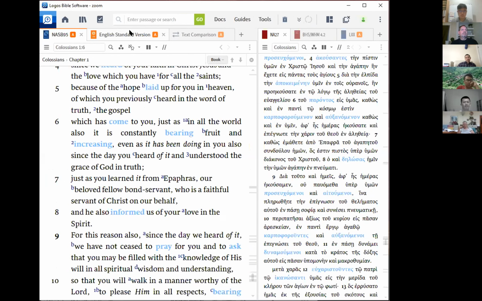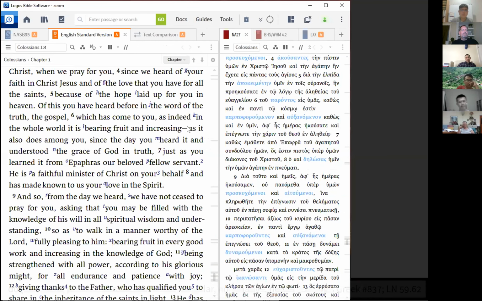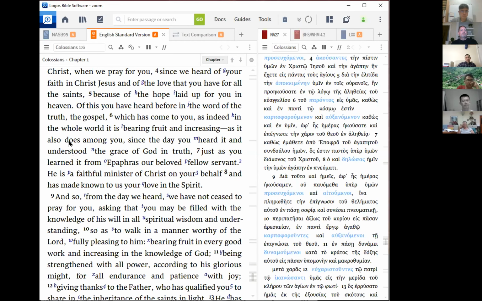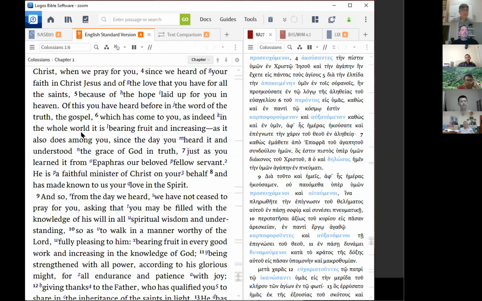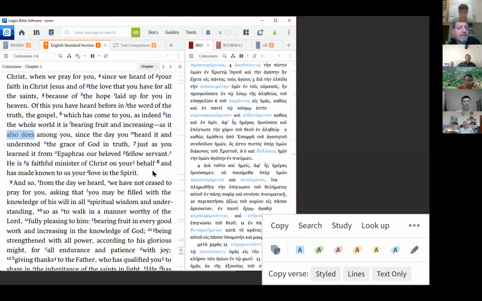Let's see what the English Standard Version did with verse 6. "Which has come to you, as indeed in the whole world it is bearing fruit and increasing, as it also does among you." So they added the same thing, "it also does," but they didn't tell you they added it. There's no italics there.